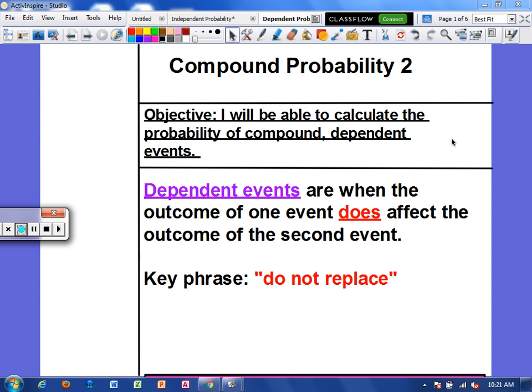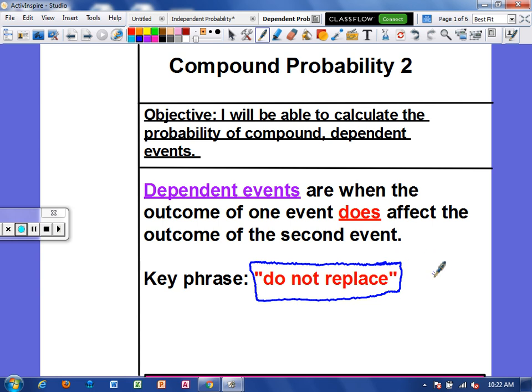So last video we talked about independent events, but this time we are going to calculate the probability of compound dependent events. A dependent event is when the outcome of one event does affect the outcome of the second event. So the second event is dependent on whatever happens during the first event. The key phrase that you want to look for is that there is no replacement.